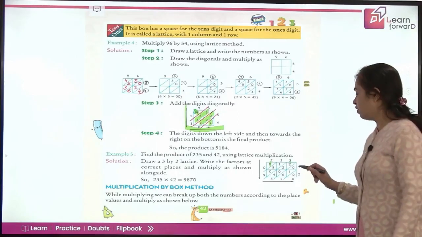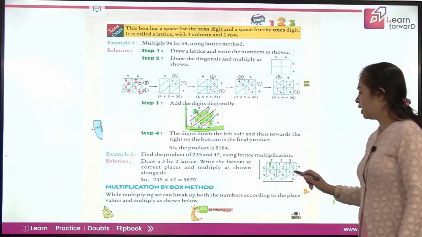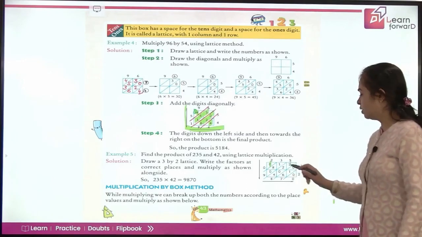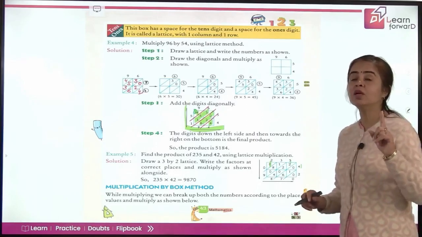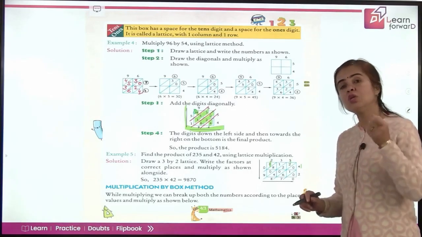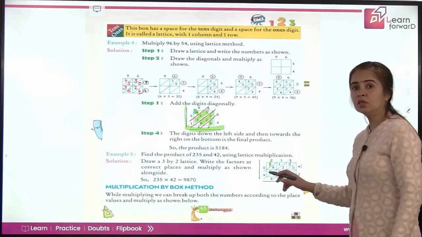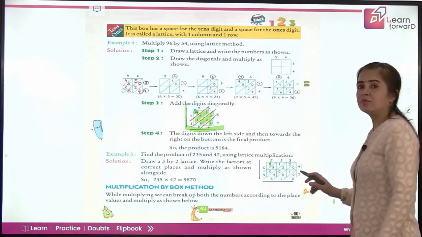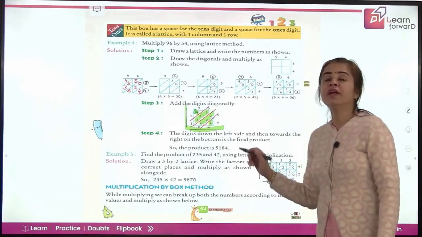So here 5 and 4 are crossing. We get 20. 5 2s are 10. Now 3 4s are 12. 3 2s are 6. 6 is a single digit number. So you will write it as 0, 6. Come to the third column now. 2 times 4 is 8, which is again a 1-digit number. So we will write it as 0, 8.